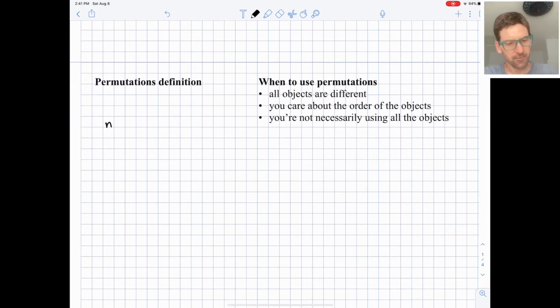And I'm going to write out its formal formula right now, but we have a lot of explanation to do around it in a second once I write it out. Before I explain that, let's make sure we need to use permutations when all objects are different, just like with factorial. You care about the order of the objects, just like factorial. But here you're not yet necessarily using all of the objects. You're allowed to only use some of them. Okay, so let's talk about this. n is the number of objects available. r is the number we're picking.